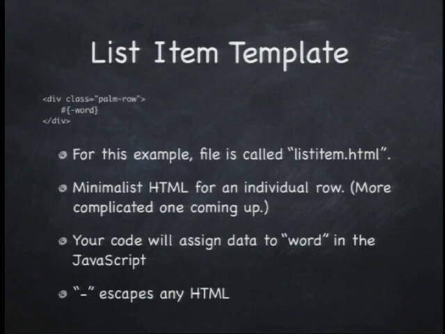Here's our list item template, and this is a very basic list item template. This is another file, listitem.html we'll call it, and you'll see how that gets used later. And you see we have the class is POM row, and we have pound brackets dash word. We're going to populate an array with a bunch of data later that says word colon and then a string of some sort. That little hyphen there is for HTML escapement.